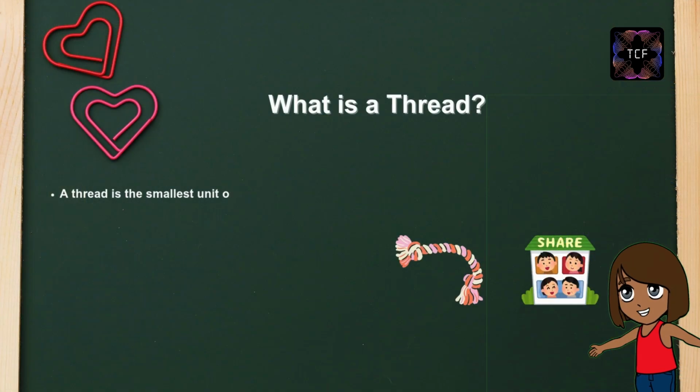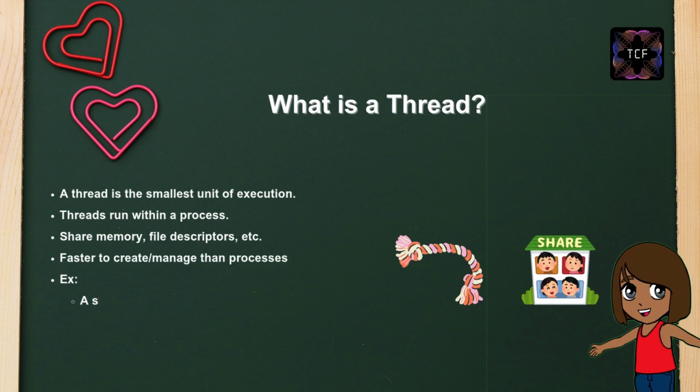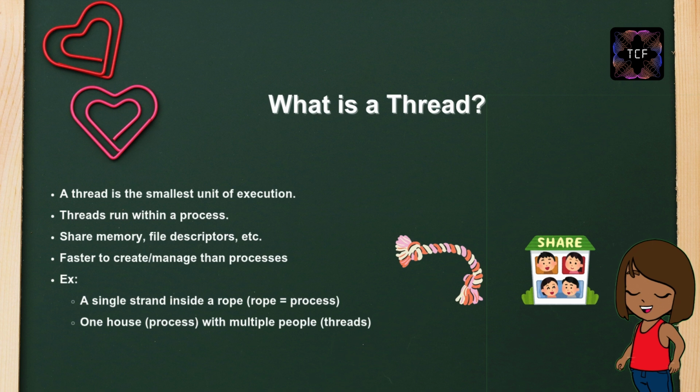What is a thread in OS? A thread is the smallest unit of execution within a process. It's sometimes called a lightweight process. Threads share the same memory, code, data, and files of the process, but each has its own register set and stack.